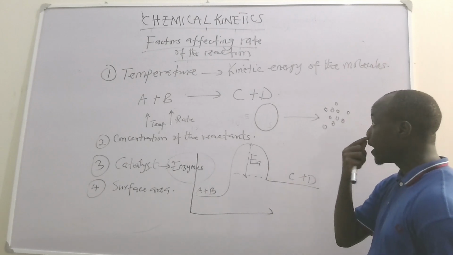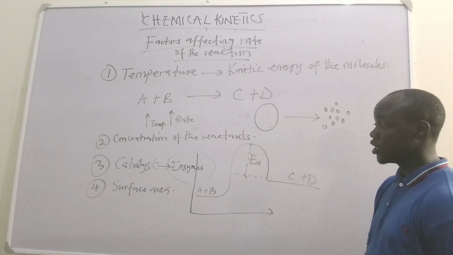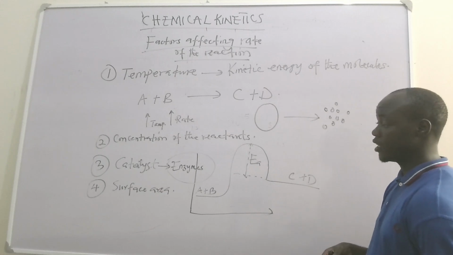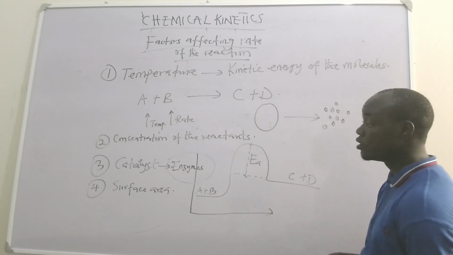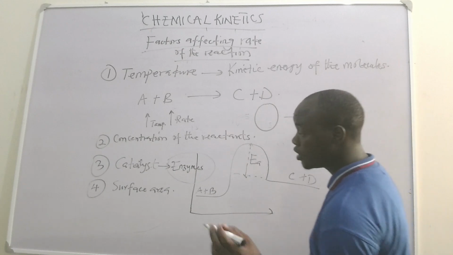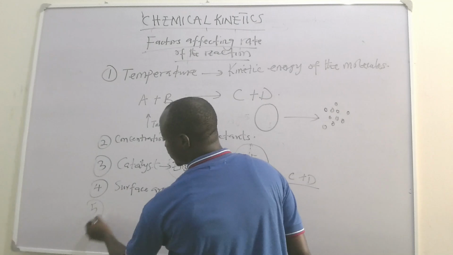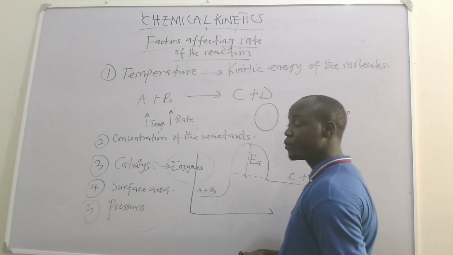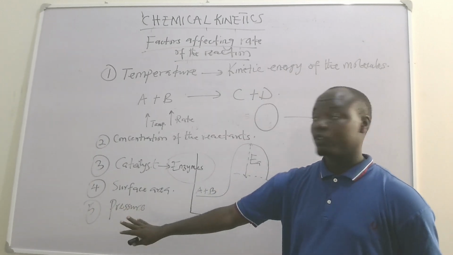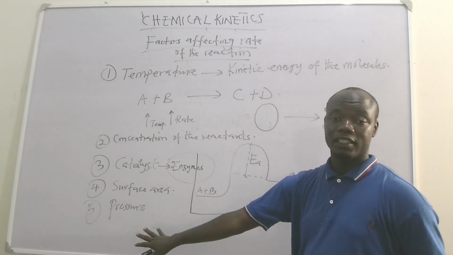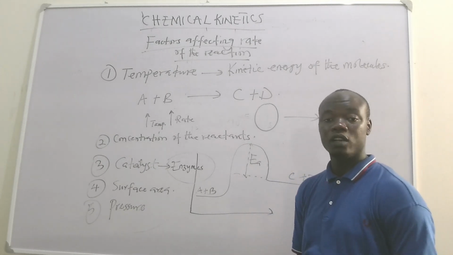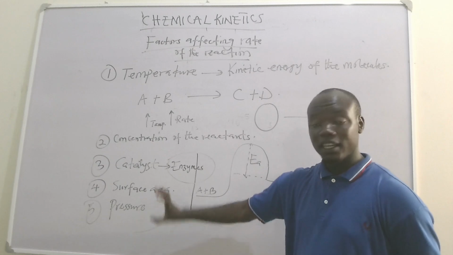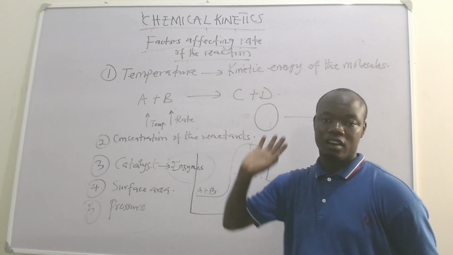So that is the case of surface area. An increase in surface area leads to an increase in the rate of the reaction, and a decrease in surface area leads to a decrease in the rate of the reaction. And then the fifth one is pressure. Pressure is only applied to gaseous reactants, and it only applies to reactions that involve gaseous molecules. Generally, an increase in pressure also leads to an increase in the rate of the reaction.